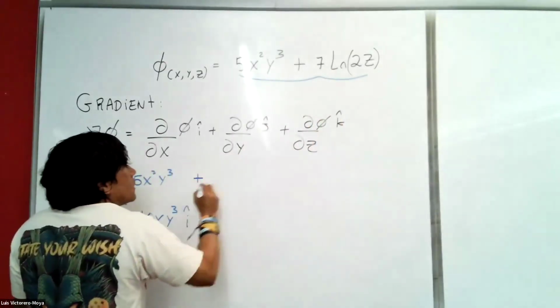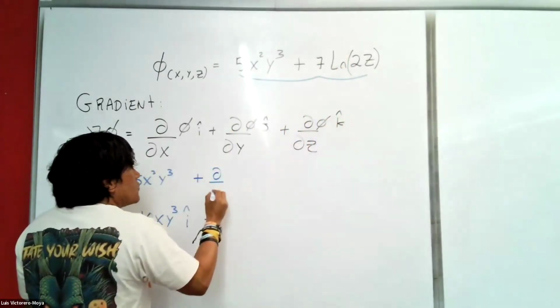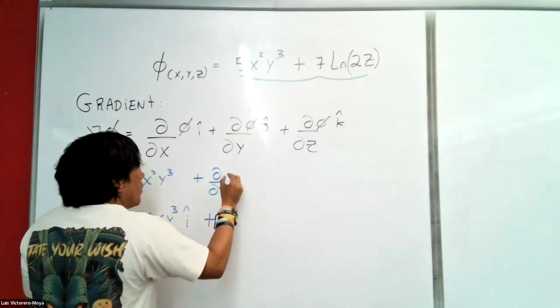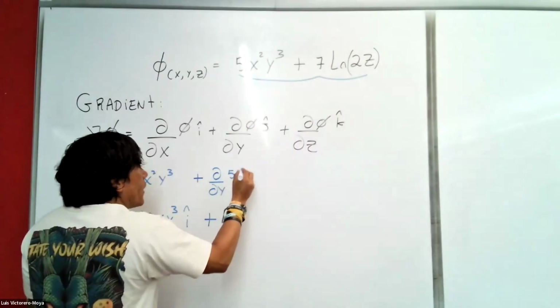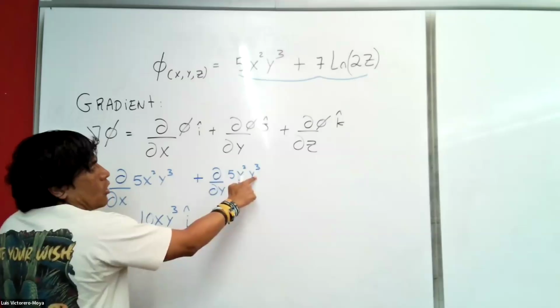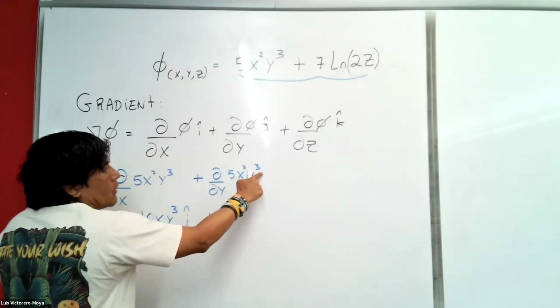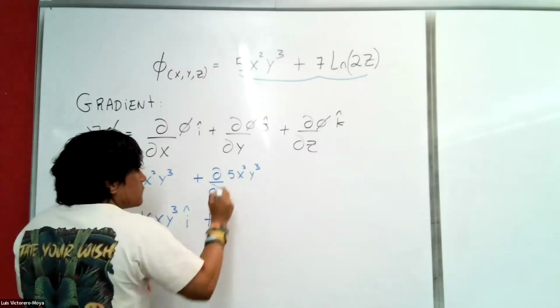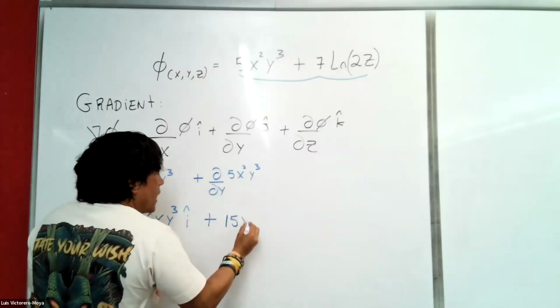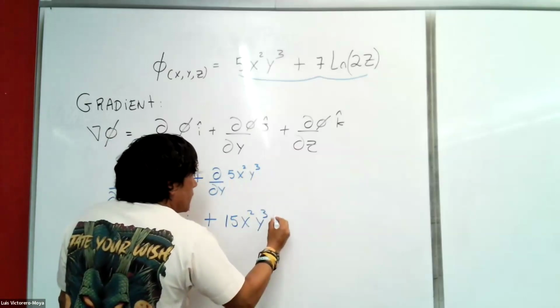Okay, so we start with that plus the partial derivative of the whole thing with respect to y. So here, this is 0 because there's no y in there. We do the partial with respect to y of 5x squared y cubed. 5x squared is now constant. So I do the derivative with respect to y cubed. That's 3y squared. 3 times 5, 15x squared y squared on the j.